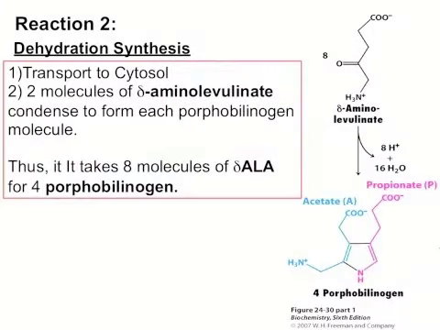The next reaction to occur is a dehydration synthesis. First of all, delta aminolevulinate is transported to the cytosol, and then 2 molecules of delta aminolevulinate will condense to form each porphobilinogen molecule. It takes 8 molecules of delta ALA to make 4 porphobilinogen, and we need 4 porphobilinogens for the next reaction.